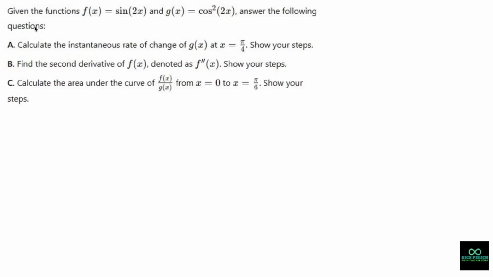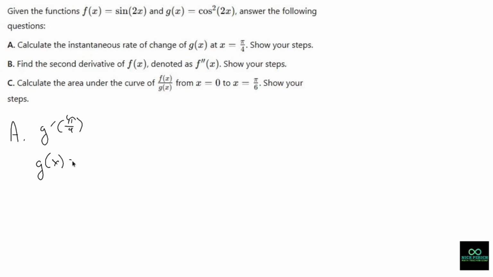All right, my brothers and sisters, we're finally at the end. Problem 6. Given the functions f of x equals sine 2x and g of x equals cos squared 2x, answer the following questions. All right, calculate the instantaneous rate of change of g at x equals pi over 4. Show your steps. Instantaneous rate of change means the derivative at a point. So what I need to do is find the derivative of g, and then once I do, plug in pi over 4.